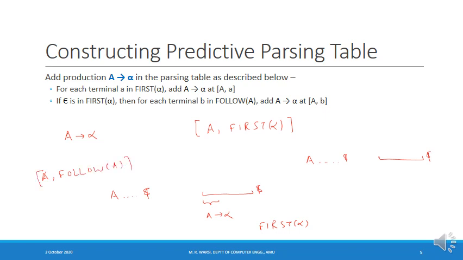So in order to construct the predictive parsing table, I'll pick up each production one by one. For example, if I have picked up the production capital A derives alpha, I'll calculate first of alpha and I'll add this production at the location A comma first of alpha. And if first of alpha is containing epsilon, then I'll also add this production at the location A comma follow of A. So this is how a predictive parsing table will be constructed.